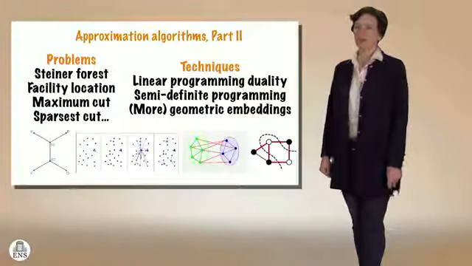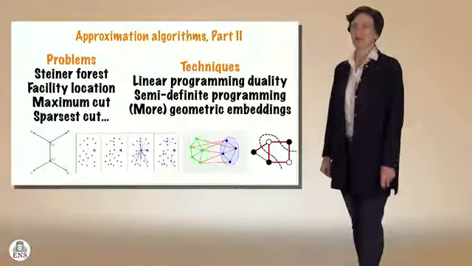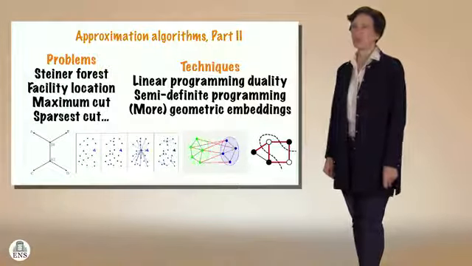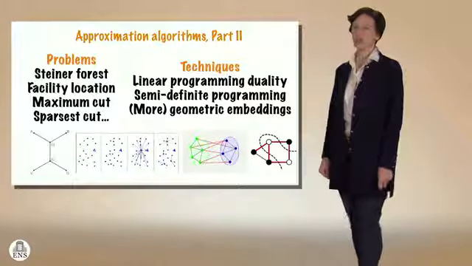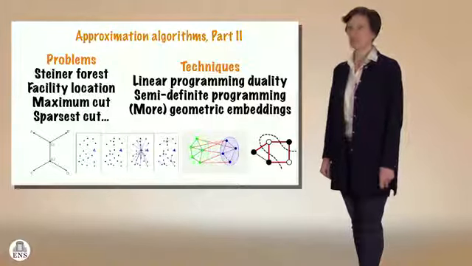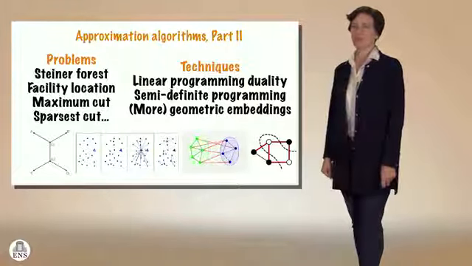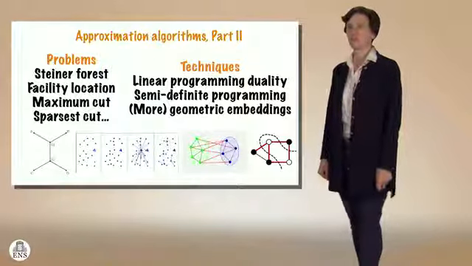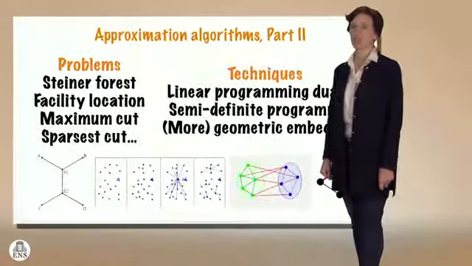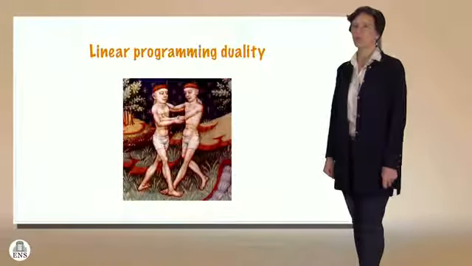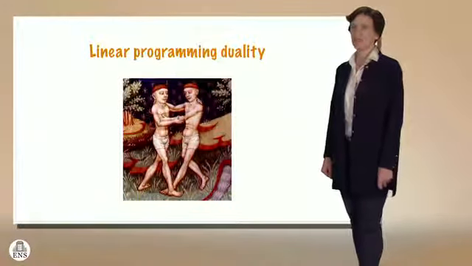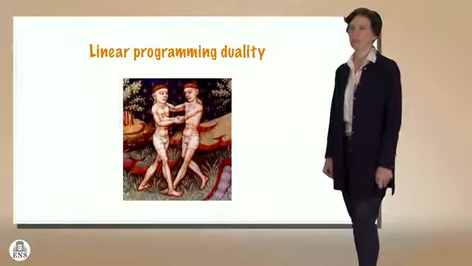In particular, we will use linear programming duality and semidefinite programming, and more on geometric embeddings, and use that to solve a variety of problems. For example, Steiner forest, facility location, maximum cut, and sparsest cut. For all these problems, we will design approximation algorithms and prove theorems about them. But first, we need to learn a little bit about linear programming duality. This is a concept we have not yet used, and yet it is very important in the design of approximation algorithms.